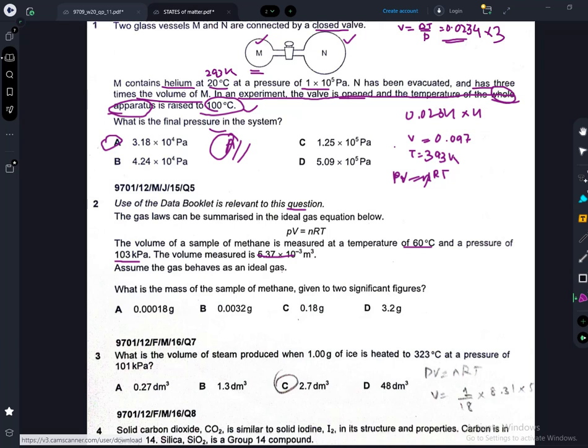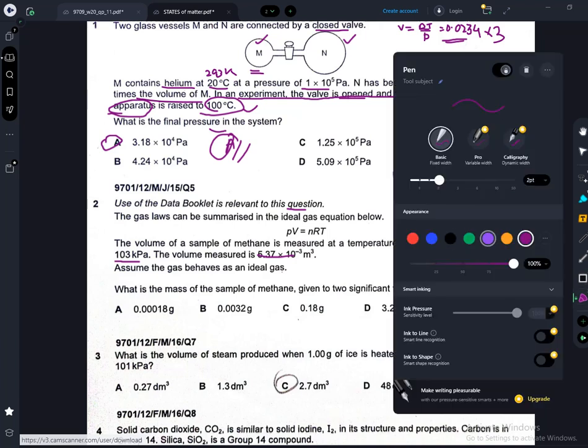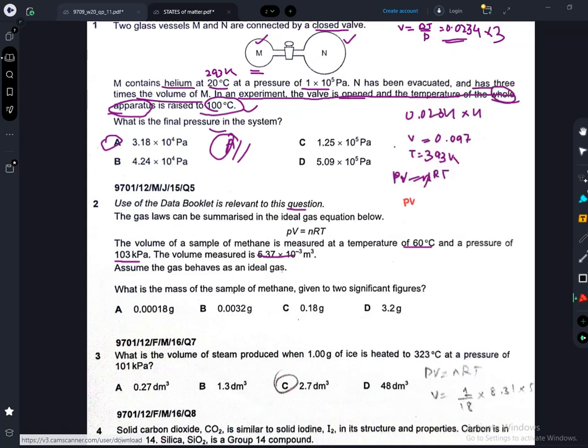So I'm going to write the expression here. This would be right: PV is equal to nRT. PV divided by RT is equal to n. And what is n? n is the number of moles, which is equal to mass over molar mass. So you take this to the left hand side. So PV divided by RT multiplied by Mr is equal to mass.